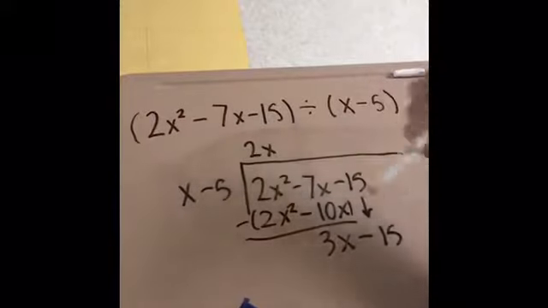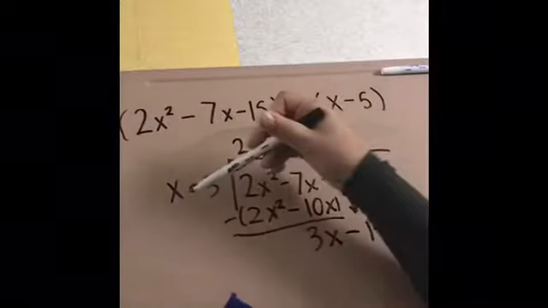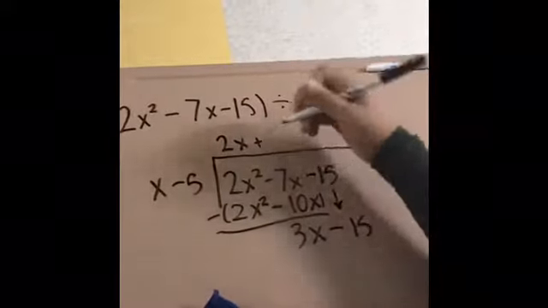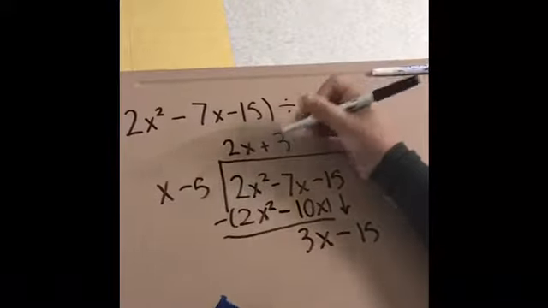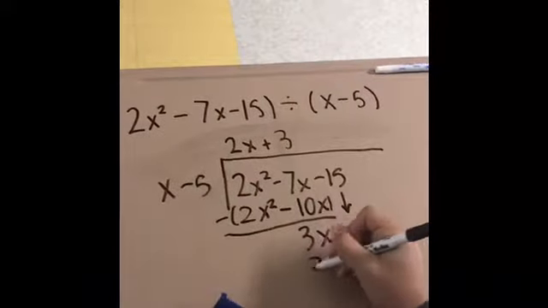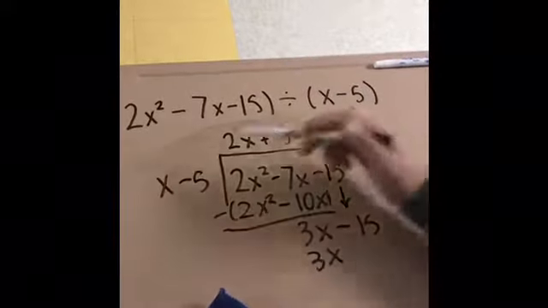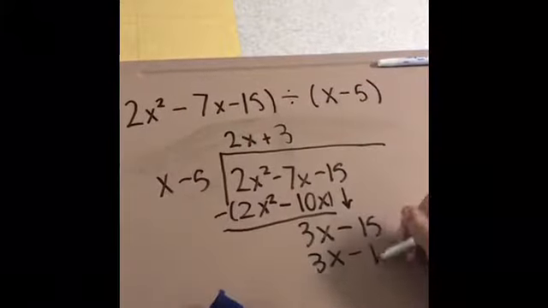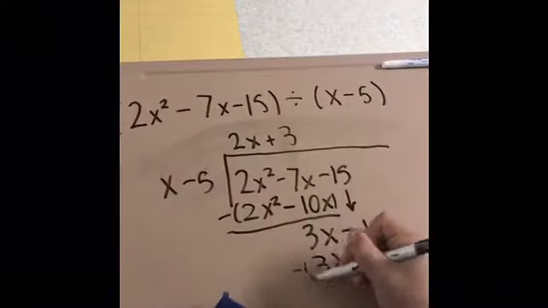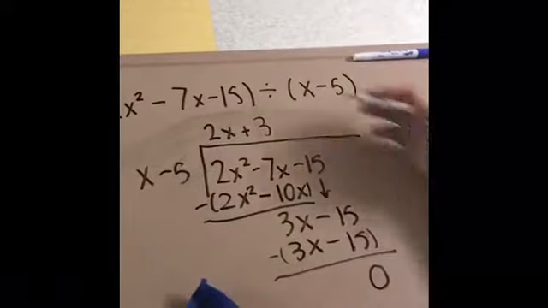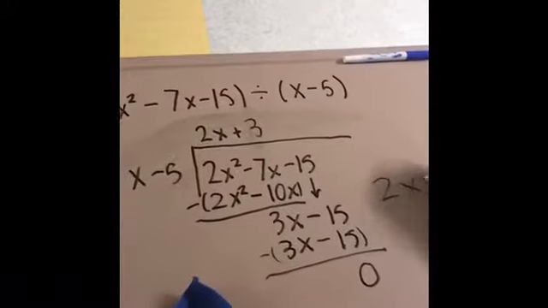So next you have to say how many times does this term go into this term. So you're going to get 3. And then 3 times x, you multiply those to get 3x. And then you do the second term times this, and you're going to get 15. And you subtract this, and you should get 0. So then your answer is 2x plus 3.